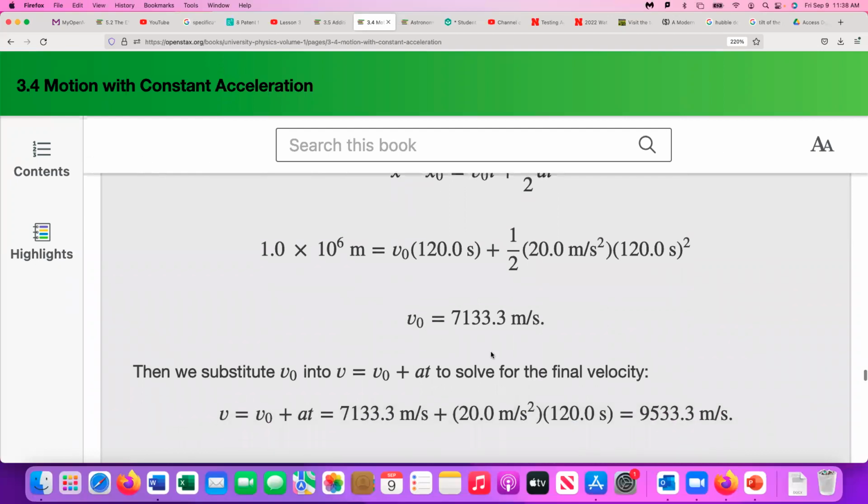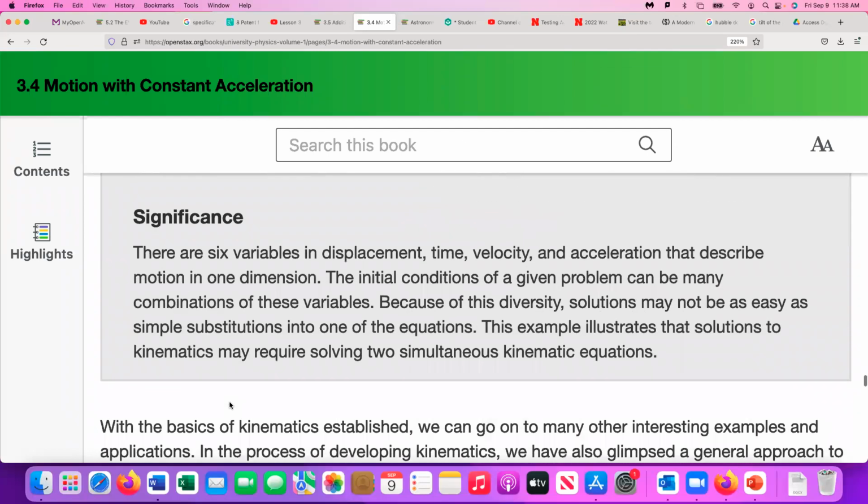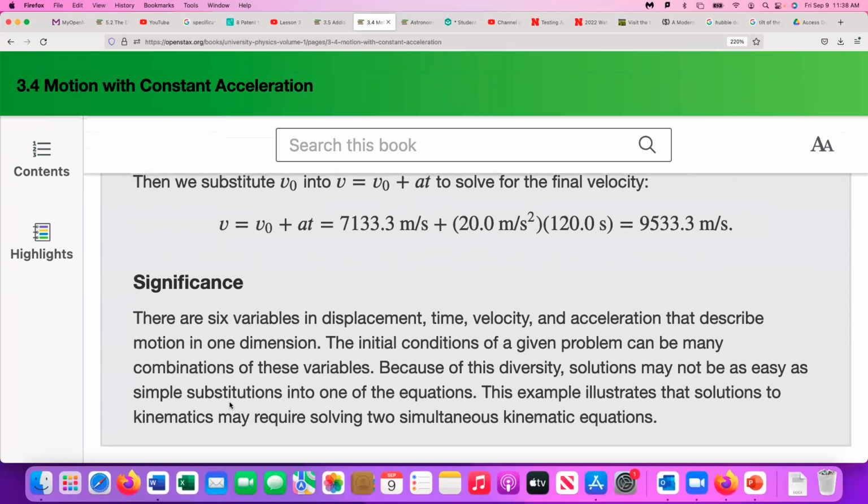And then once they know the initial velocity, they're going to solve for the final velocity using one of the first kinematic equations. So sometimes you're going to use more than one of these equations to solve one of these problems. But it's not really very difficult.